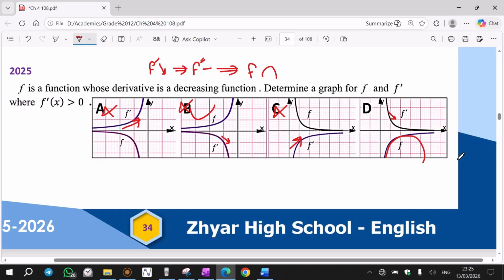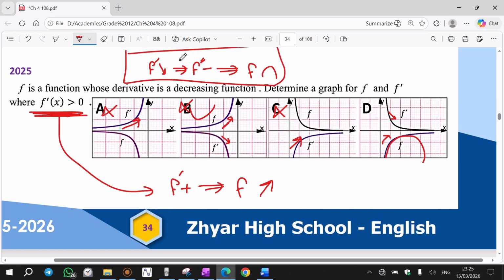D is right. If I could not make the decision between B and D, I had to read the question to the end. Determine a graph of f and f prime where f prime is greater than 0. If f prime is positive, that means f is increasing. Then what saved the day? The relation. I said you need to know this for sure, then you go to Wazari.